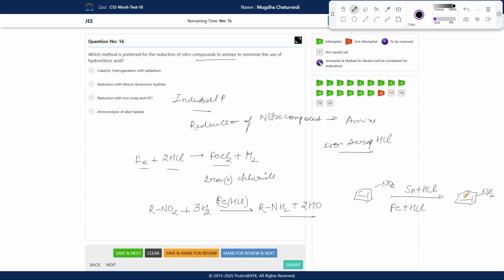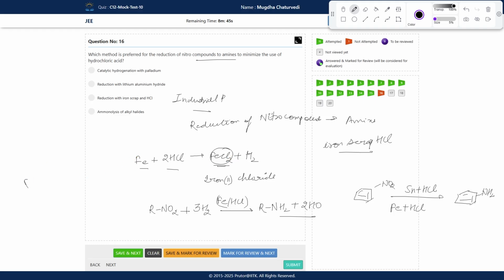So this is the preferred industrial method, as only a small amount of HCl acid is required initially. The FeCl2 formed gets hydrolyzed to release HCl acid during the reaction.